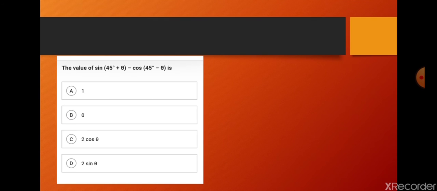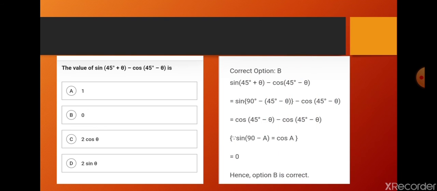The next question: the value of sine (45 degree plus theta) minus cos (45 degree minus theta) is: option A 1, option B 0, option C 2 cos theta, option D 2 sin theta. The correct option is B.